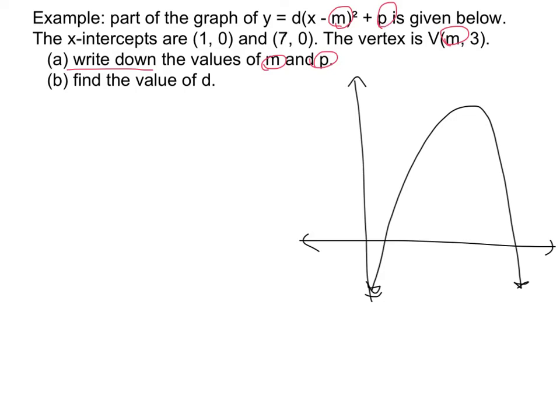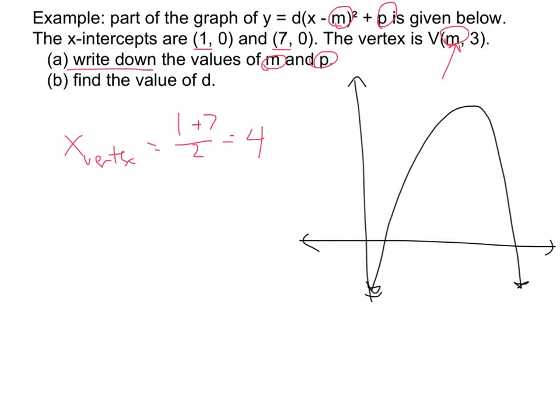So m is the x-coordinate of the vertex, right? How can we find the x-coordinate of the vertex? Well, once again, they were kind enough to give us the two x-intercepts, 1 and 7, and so we know that the x-coordinate of our vertex should be the average of those, 1 plus 7 over 2, which gives me 4, right?